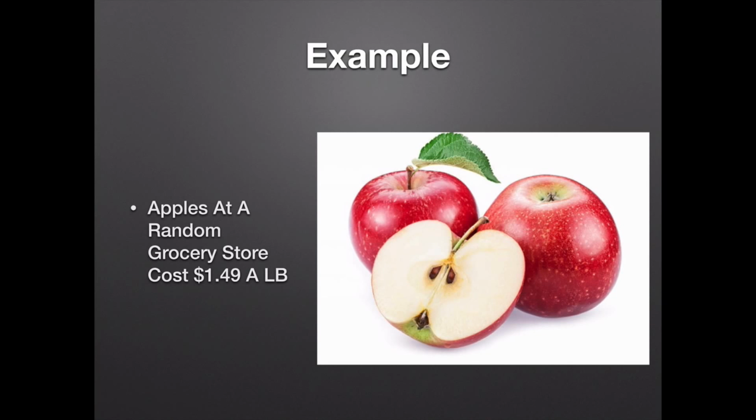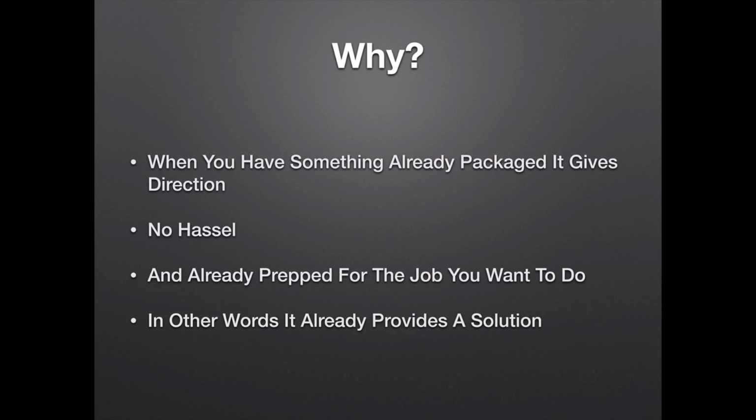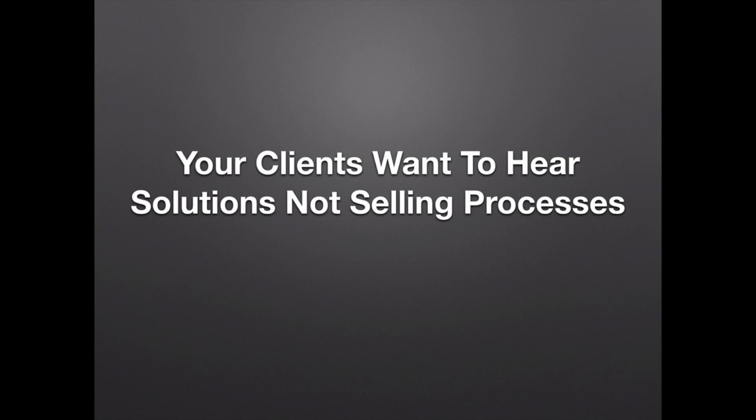Example: apples at a random grocery store cost $1 a pound. Same store for already sliced and packaged apples is $4.76 a pound. Why? When you have something already packaged, it gives direction, no hassle, and already prepped for the job you want to do. In other words, it already provides a solution. Your clients want to hear solutions, not selling processes.